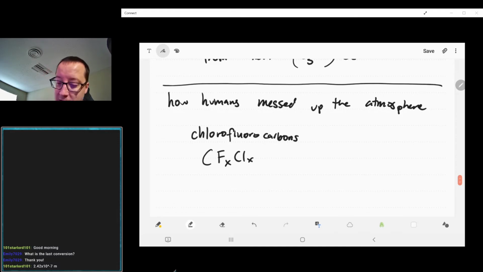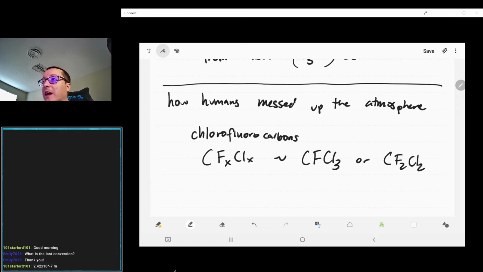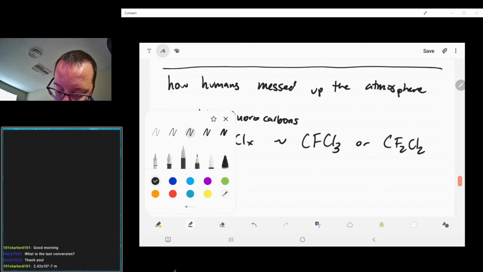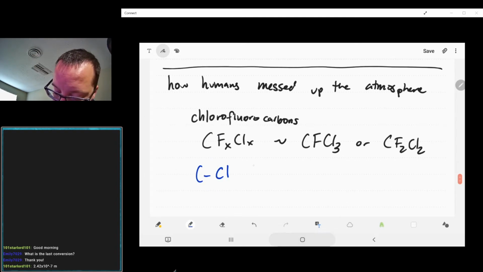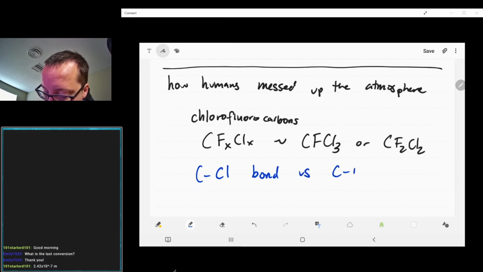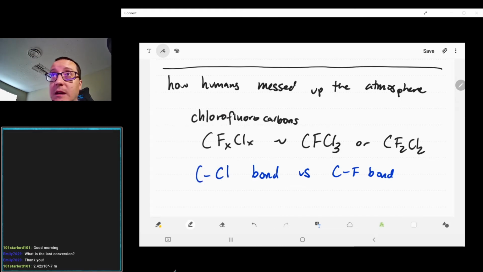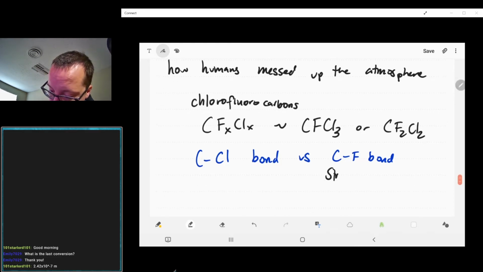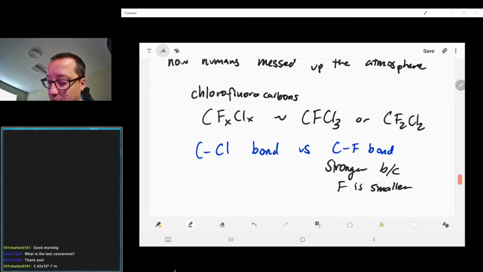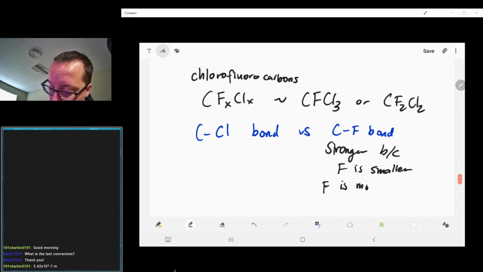So chlorofluorocarbons would typically follow this formula. Very often we're looking at something like this, where we would have something similar to these. And let's ask ourselves, which of these bonds is stronger? Using what we perhaps remember from last semester about bond enthalpy, without looking up the numbers, we're going to see that the C-F bond is stronger, right? For two reasons, because fluorine is smaller and fluorine is more electronegative.